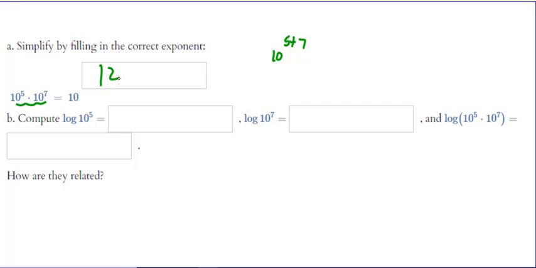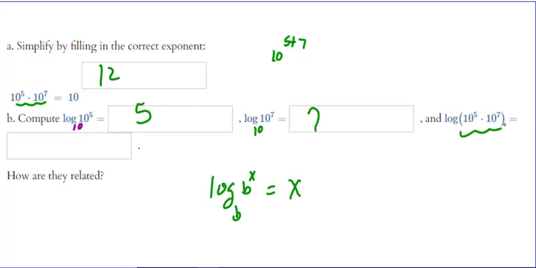And if you compute log 10 to the 5th, remember that there's no base written on this because it's a common log. You remember we did a property that said if the base and the base of the power are the same, then it's just the power. So that would be just 5. And the same thing here: if it's log 10 of 7, the base is understood to be a 10 down here because it's a common log. So that's really 7.